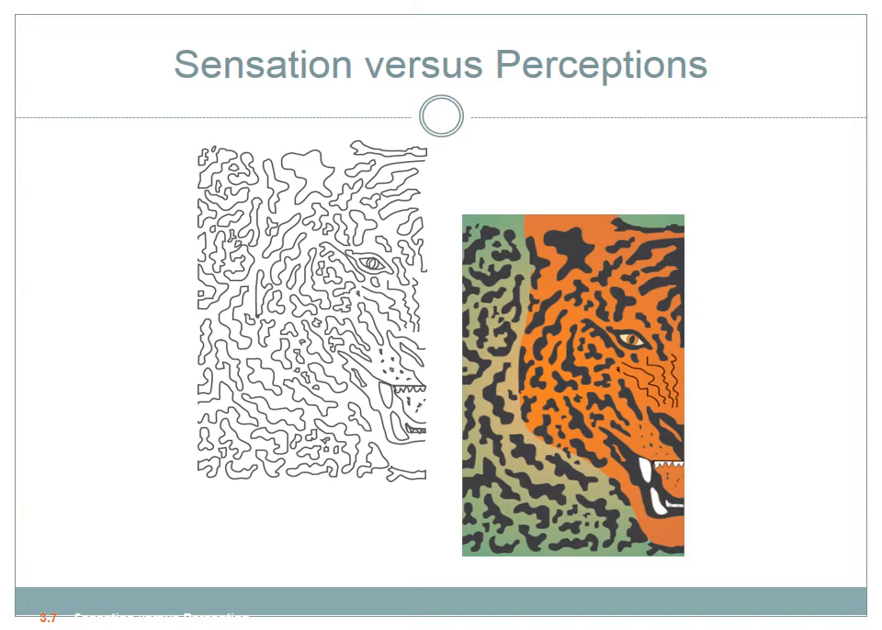Also, sensations. Here you can see the picture on the left, and it's just random patterns there. But then when you look over on the right, it's a jaguar. So again, did your brain put together the sensations into the pattern or the shape of the form of the jaguar?